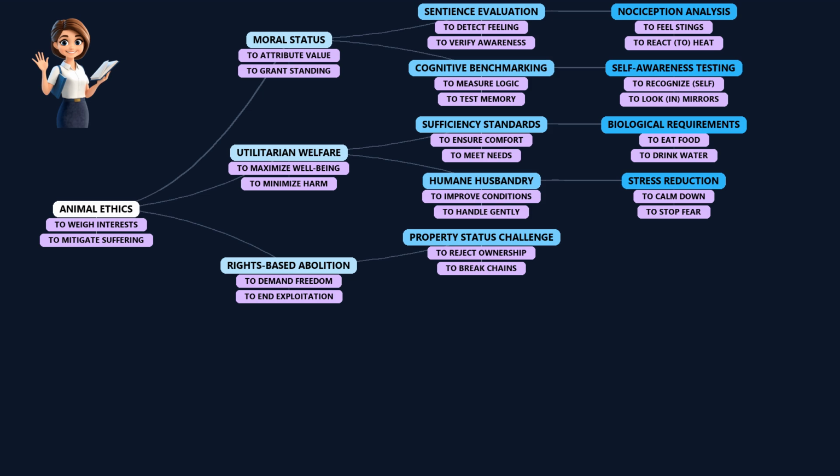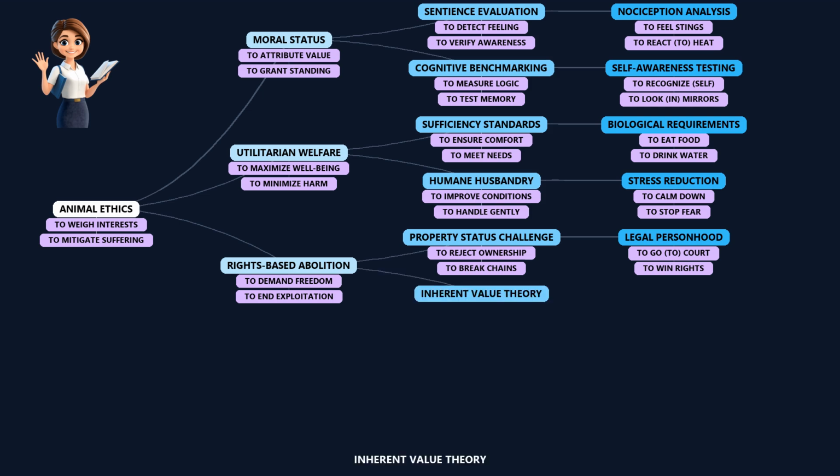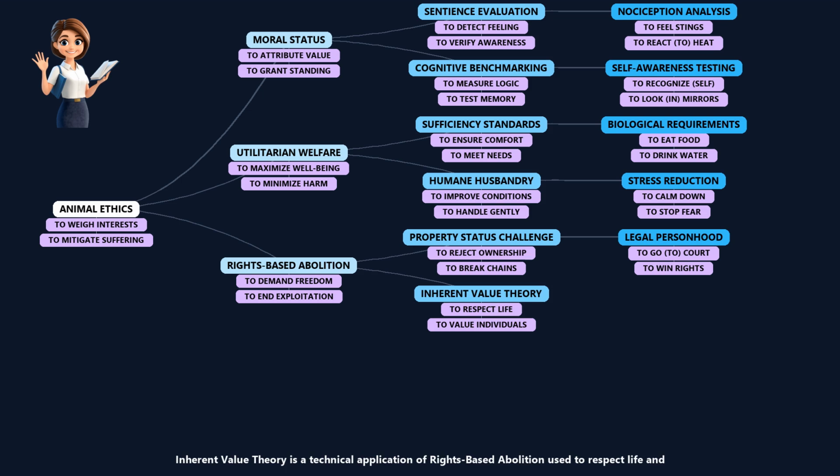Legal personhood. By pursuing legal personhood, activists want to go to court and win rights for chimpanzees to live in a sanctuary. To put it simply, they want the law to say that smart animals cannot be kept in cages. Inherent value theory. Inherent value theory is a technical application of rights-based abolition used to respect life and value individuals for who they are. In simple terms, every life matters even if it doesn't help humans.